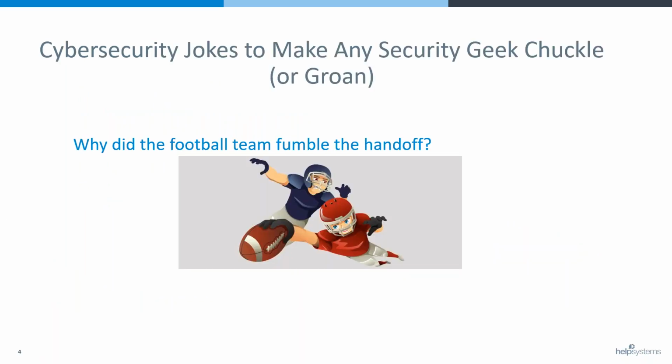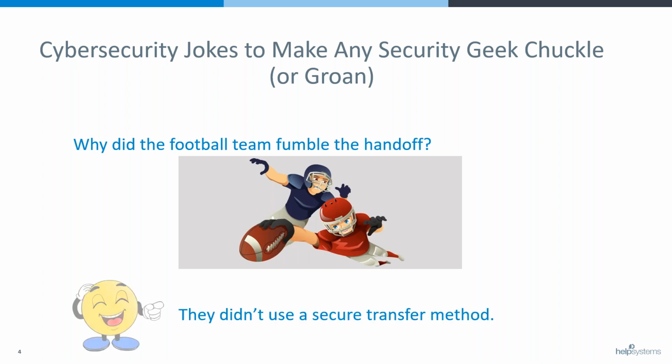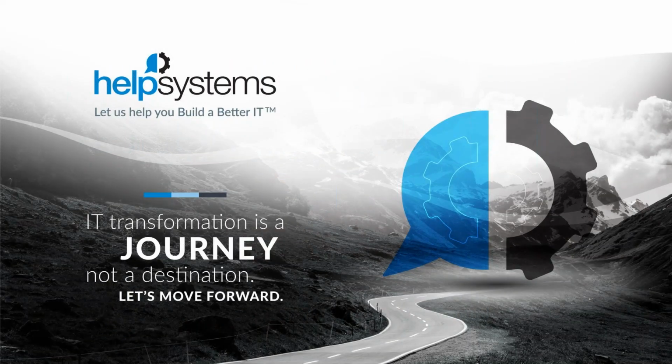To start things off, just a quick little joke to lighten the day up. I'm kind of curious, why did the football team fumble the handoff? Just a little hint, it's kind of related to our topic. I thought this one was pretty good, and yes, I'm a Minnesota Vikings fan, and we have those days. But here we go: they didn't use a secure transfer method. So yeah, I think everyone's laughing, Richard. I think I can hear them. All right, so let's get started.